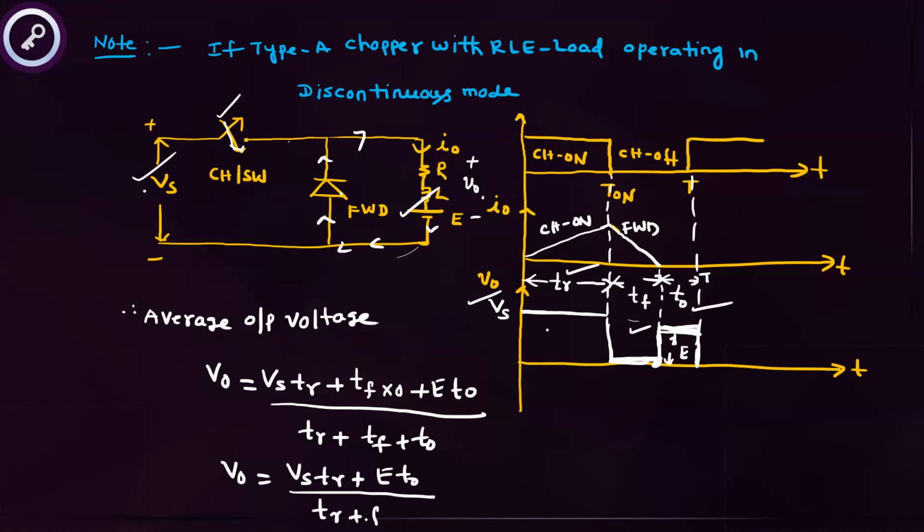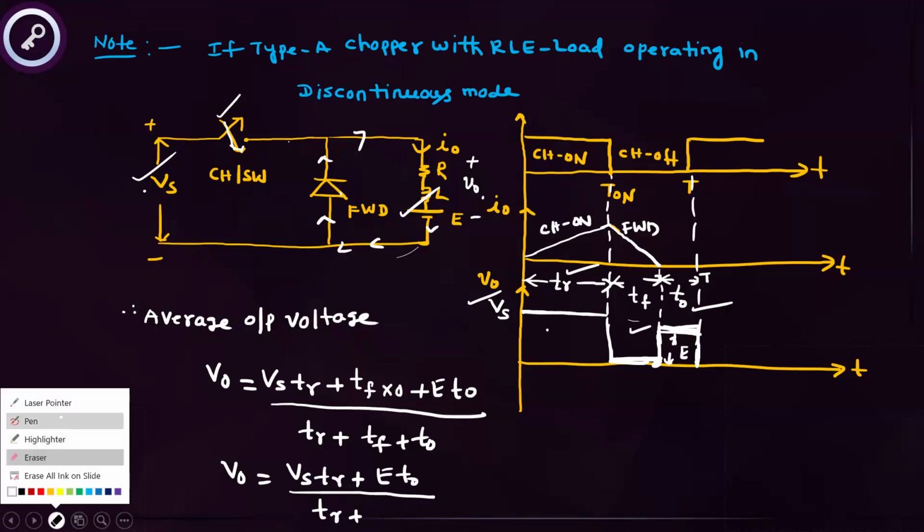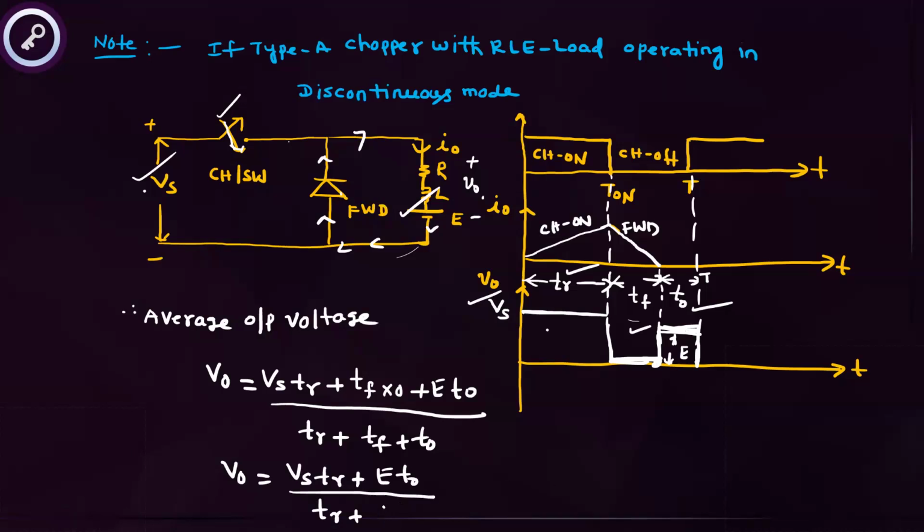TR plus TF plus T naught. Sir, why have you taken TR, TF and T naught? Here the current is rising and falling, and then there is no current. That's why I have taken the notations TR, TF and T naught. Clear? This is how to write the formula in discontinuous mode. Next.